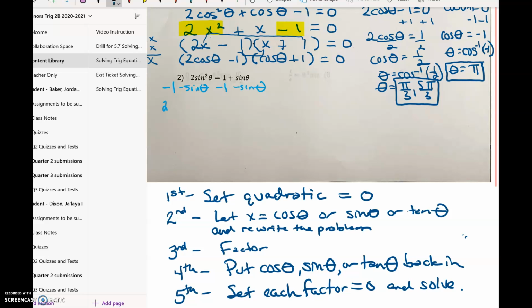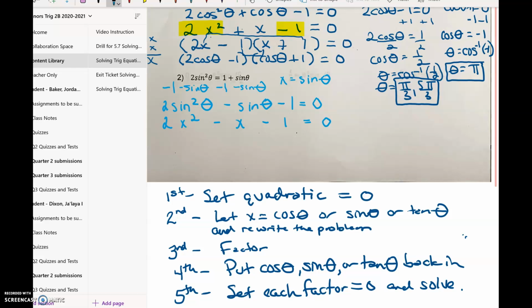So when I do that, I'm left with 2 sine squared of theta minus sine of theta minus 1 equals 0. And now is where I have to do my factoring. But actually not factoring yet, I'm so sorry. Second step, we're going to let x equal cosine, sine, or tangent and rewrite the problem. So in this particular instance, I'm going to let x equal sine of theta. And so this rewritten equation would be 2x squared minus x minus 1 equals 0.